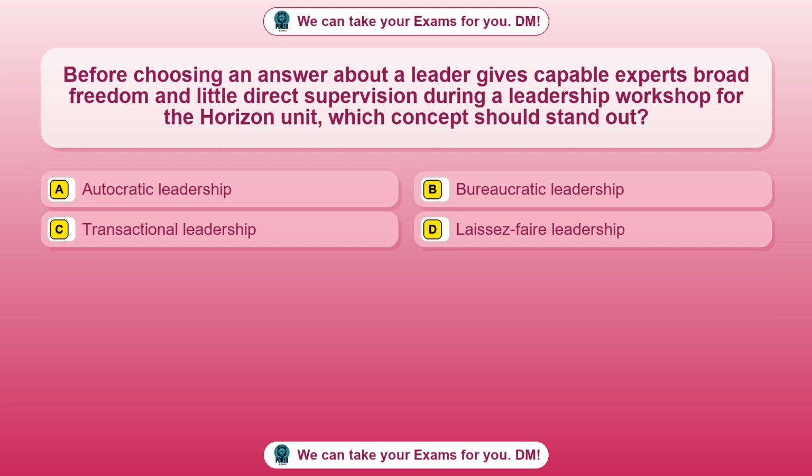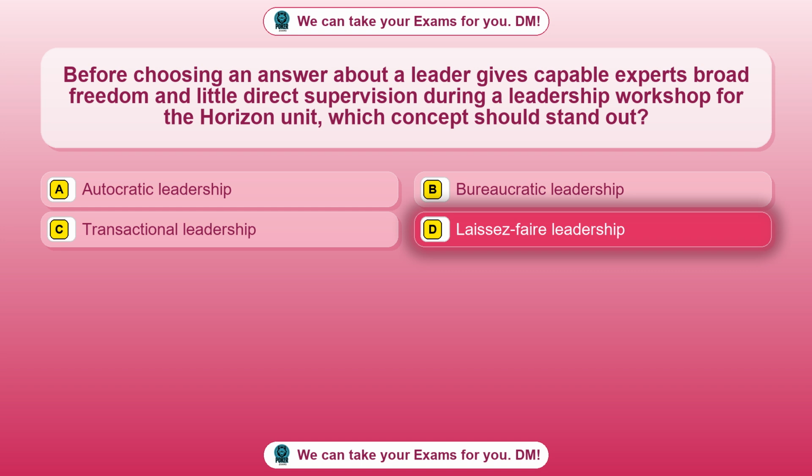Question 2. Before choosing an answer about a leader who gives capable experts broad freedom and little direct supervision during a leadership workshop for the Horizon unit, which concept should stand out? Option A, autocratic leadership. Option B, bureaucratic leadership. Option C, transactional leadership. Option D, laissez-faire leadership.